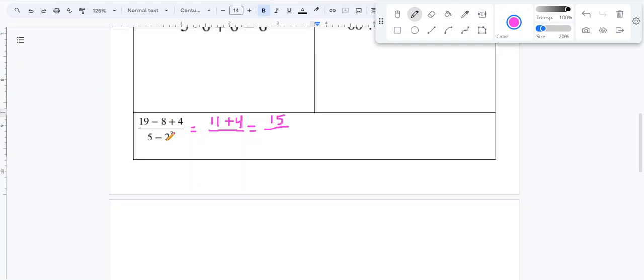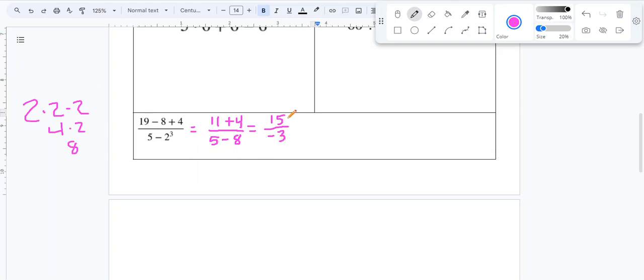Now I have to do the denominator, the bottom of my fraction. 5 minus 2 to the third power. Remember, 2 to the third power means 2 times 2 times 2. Well, 2 times 2 is 4. 4 times 2 is 8. So I'm left with 5 minus 8. All right, so what's 5 minus 8? 5 minus 8 is negative 3. Now I've simplified the bottom of my fraction, my denominator.